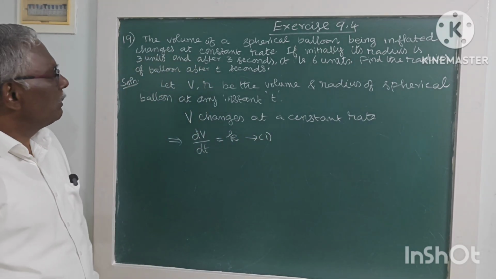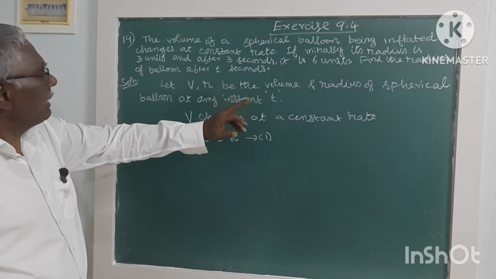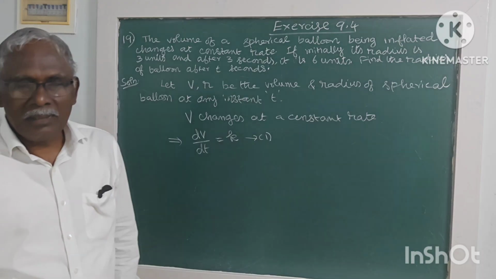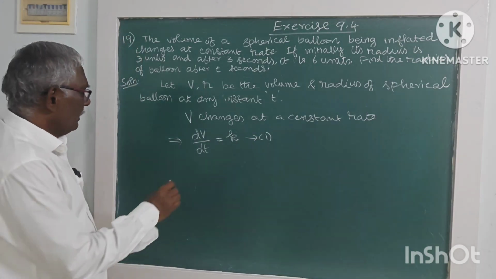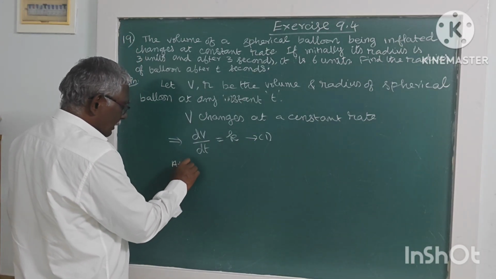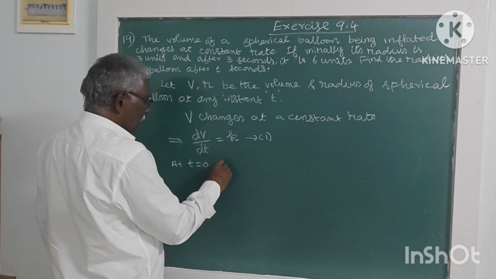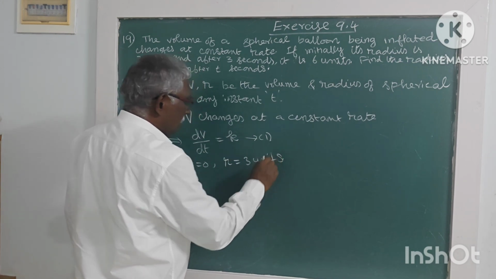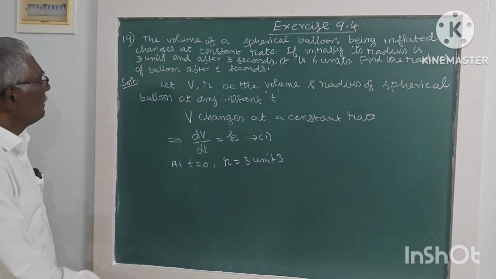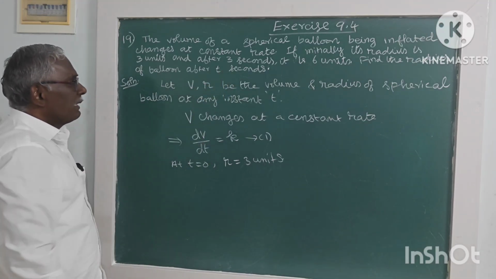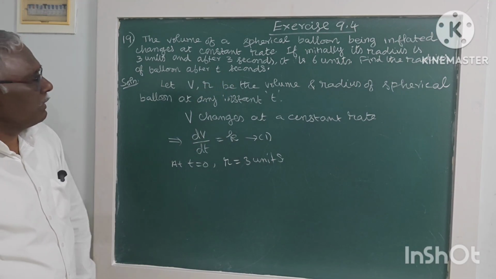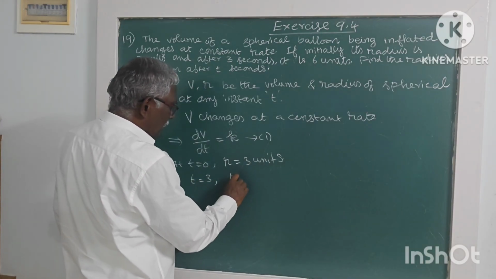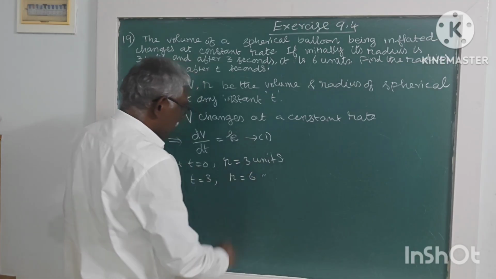What are the conditions given? Initially its radius is 3 units. Initially means at time t is equal to 0. At t is equal to 0, r is equal to 3 units. And after 3 seconds, it is 6 units. That is, at t is equal to 3 seconds, r is equal to 6 units.